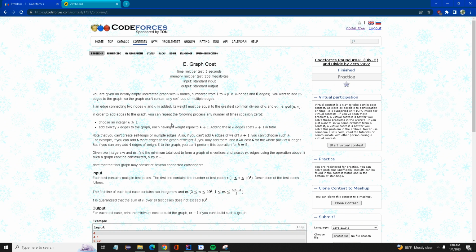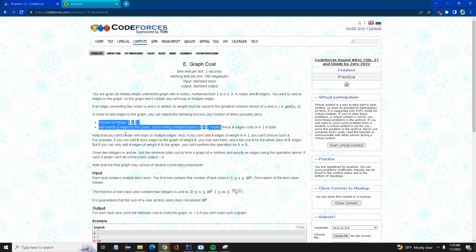Yeah, it's fine. But we understand the problem, and I'm going to explain the problem. You are given an initially empty undirected graph with n nodes numbered from 1 to n. You want to add m edges to the graph so the graph won't contain any self loops or multiple edges. If an edge connecting two nodes u and v is added, its weight must be equal to the greatest common divisor of u and v, GCD(u, v).